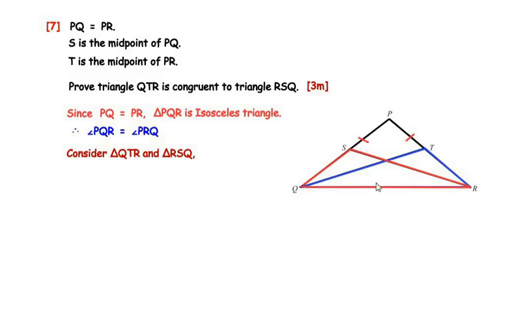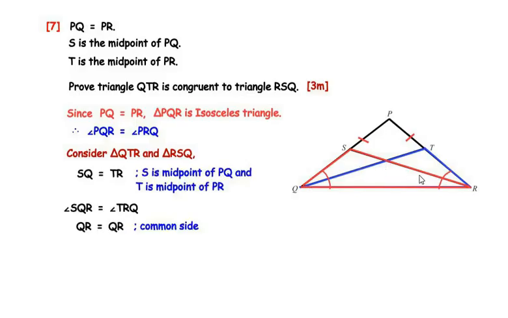So in triangle PQR, angle Q will be equal to angle R because this represents an isosceles triangle. So here we have written, since PQ is equal to PR, triangle PQR becomes an isosceles triangle. So angle PQR will be equal to angle PRQ. Now once we have got this, let us consider the two triangles which we need to prove are congruent, that is triangle QTR and triangle RSQ.